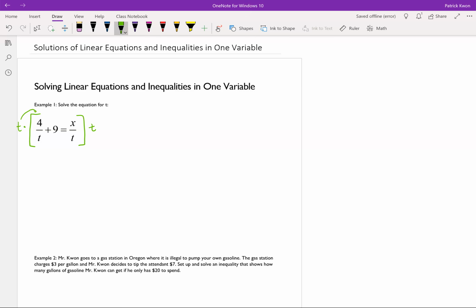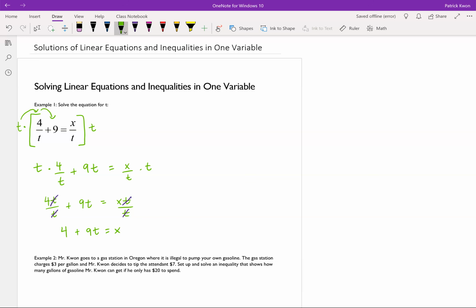So I'm going to go ahead and distribute the t on the left-hand side. So I have t times 4 over t plus 9t equals x over t times t, like that. And so I get 4t over t plus 9t equals xt over t, and these t's are going to divide out. And t divided by t is just 1, so I end up getting 4 plus 9t is equal to x.